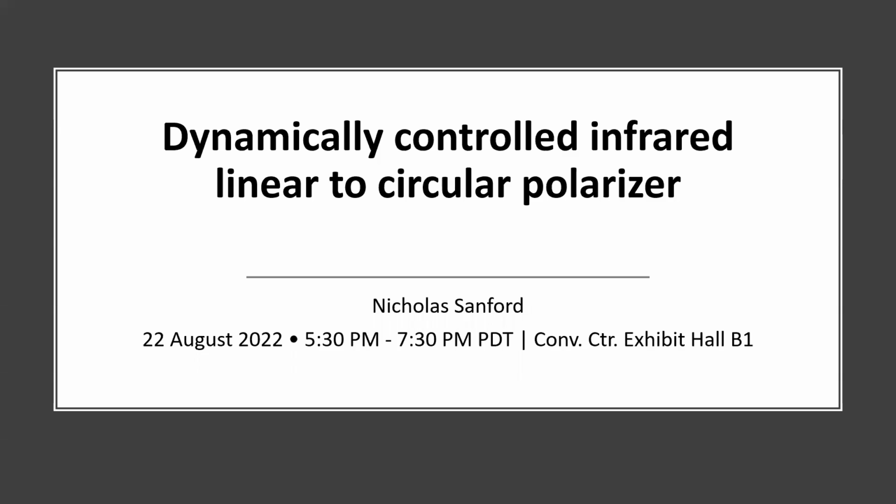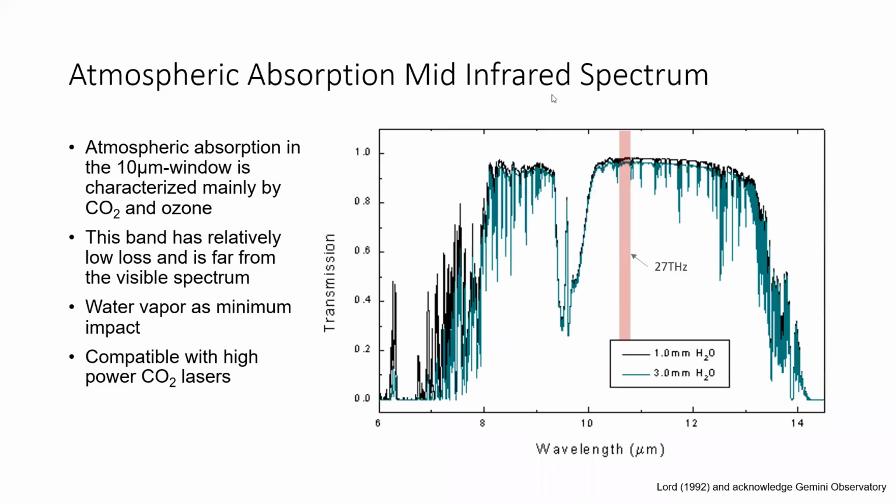Hi, I'm Nick Sanford, and I'll be presenting the dynamically controlled infrared linear to circular polarizer. In this particular project, we're working in the infrared spectrum at about 11 micrometers wavelength, which corresponds to about 27 terahertz. And we use that window because it has relatively low atmospheric losses.